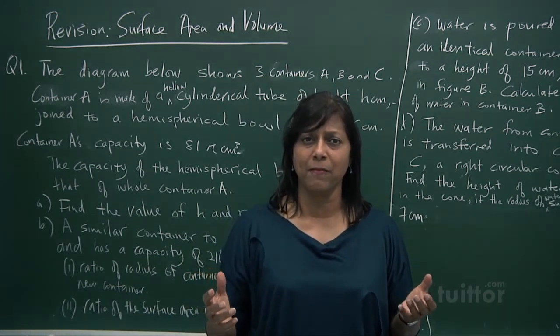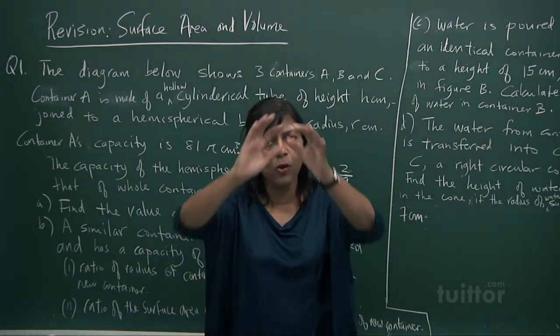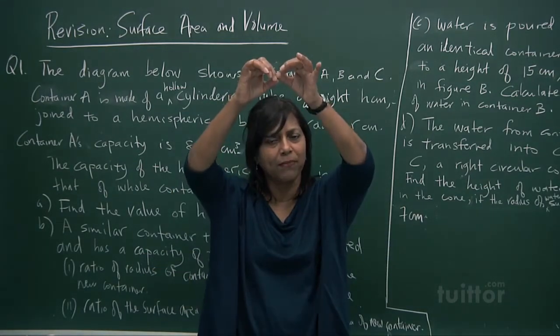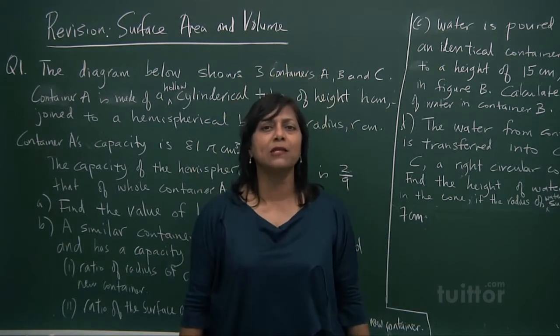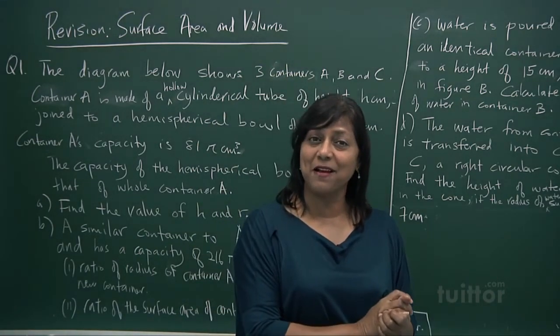Alright? Not a pyramid. But a pyramid can be if I have a rectangular shape and they all come to meet at a point right up there. It comes to a point. That's called a pyramid. Alright, let's look at an interesting sum here.